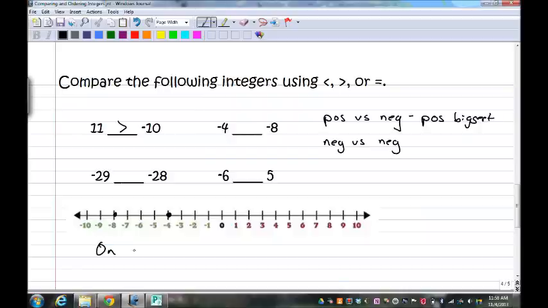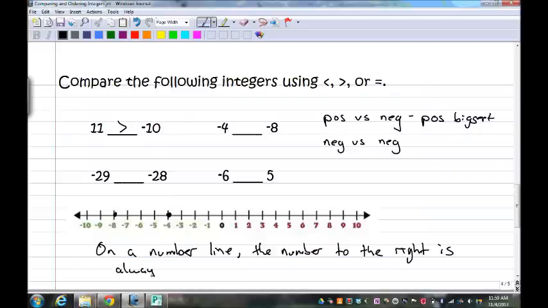Well, here, on a number line, the number to the right is always the biggest number. Biggest number. So looking here, this one is to the right, so negative 4 is the larger number. So how can we write that with our little rules here? Negative versus negative. Here, the smaller digit is the biggest.